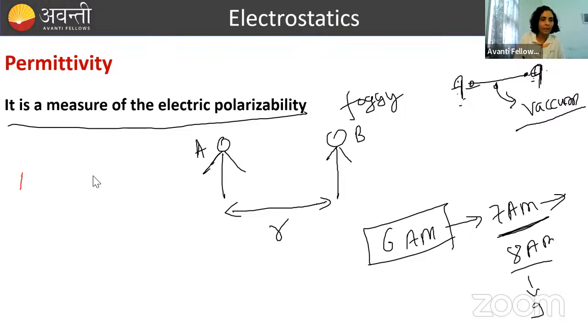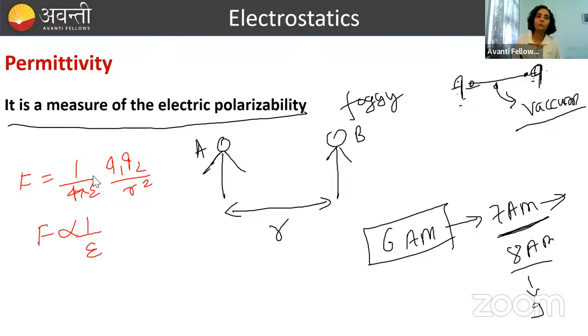अब चलो force पे चलते हैं. So force is written as what? 1/4 pi epsilon Q1 Q2 by R square. So let's focus on permittivity only. Force is inversely proportional to permittivity. If permittivity is more, it means force will be what? Less. So if there is more fog, it means permittivity value is what? It is high. And that is why force will be less. Done?